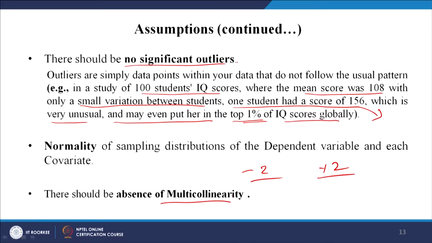There should be an absence of multicollinearity. If you have, let us say, 2 or 3 covariates or more, there should be an absence of multicollinearity. If there is a serious, strong, heavy correlation between the covariates, then it is again a problem. There also needs to be homogeneity of variance. By now I think you must have heard n number of times what homogeneity of variance means. It means all the groups need to have equal variance within themselves. That means the variance in the groups should be equal.